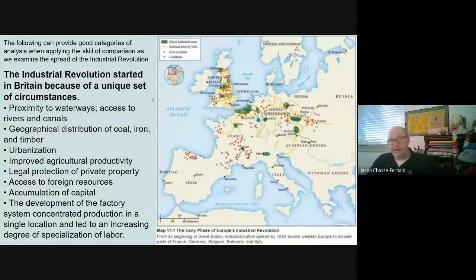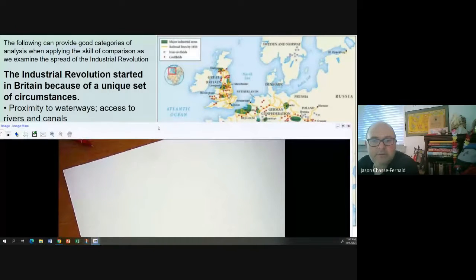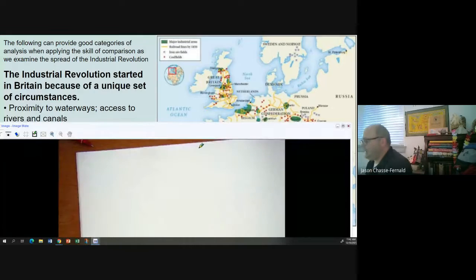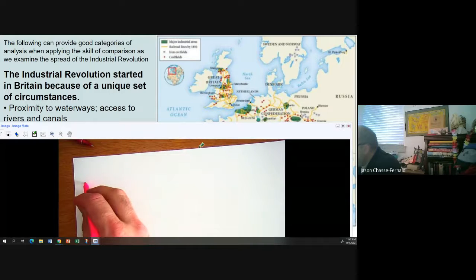So to begin with, let's look at the different environmental factors that existed in England. And were they really unique? Were they really unique? So what we're going to do is create what we call a Venn diagram. All right, so let's create a little Venn diagram here.